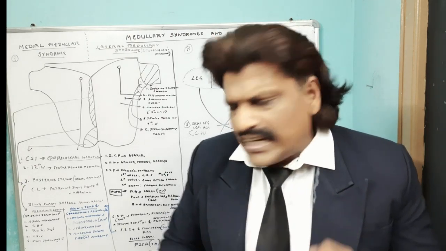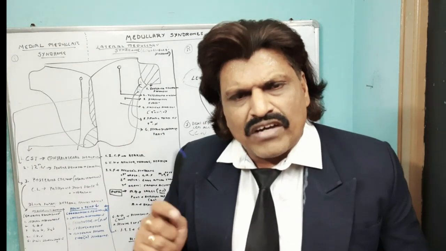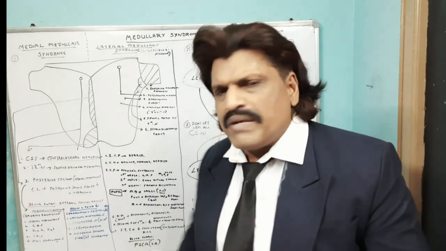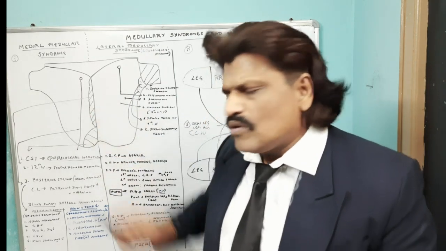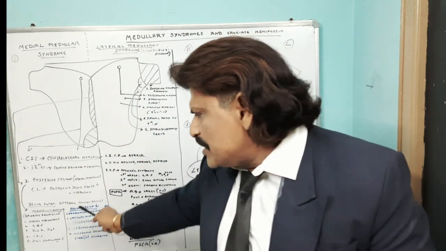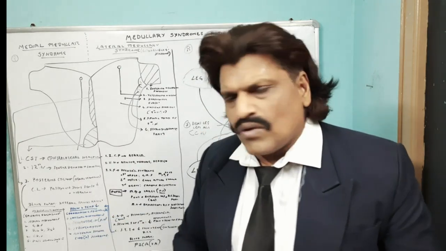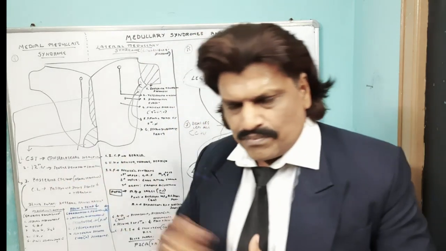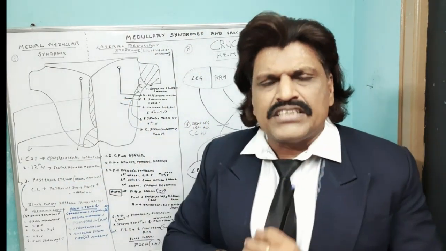So what are the conditions where the epicritic sensations, namely position, joint, vibration sense, are lost but protopathic sensations, pain and temperature sense, are spared? 1. The medial medullary syndrome. 2nd, the Guillain-Barré syndrome. 3rd, B12, B6 deficiency. 4th, tabes dorsalis. 5th, posterior spinal cord syndrome. Right. This is all we need to know about medial medullary syndrome.